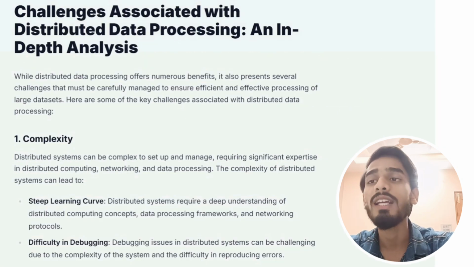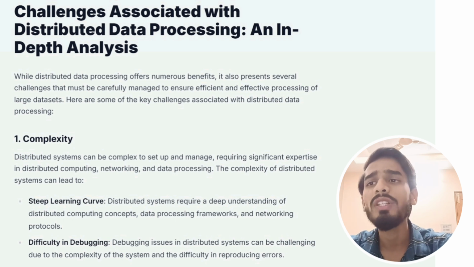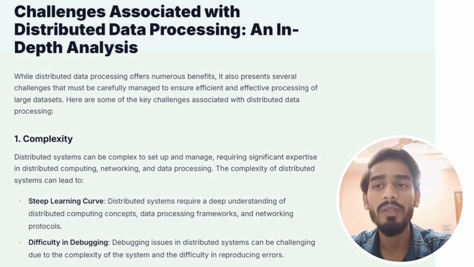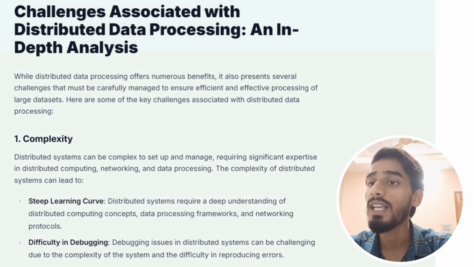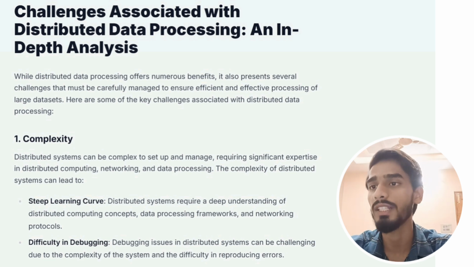Next, let us analyze the challenges associated with distributed data processing. While distributed data processing offers numerous benefits, it also presents several challenges that must be carefully managed to ensure efficient and effective processing of large datasets. Here are some of the key challenges associated with distributed data processing.